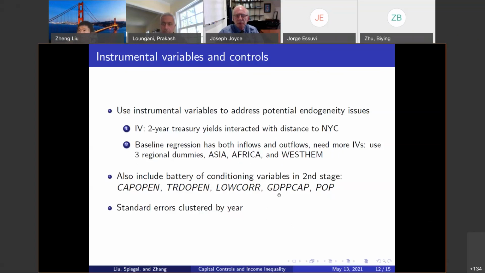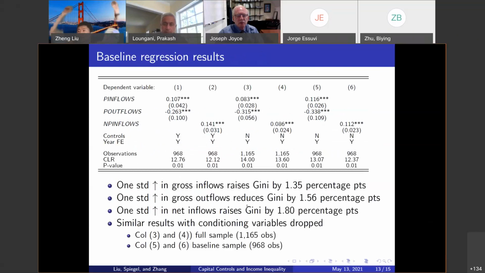And here's the baseline result. In the interest of time, I have to go through this quickly. The first column and the second column, just focus on these. These are the baseline. The first column shows the effect of private inflows and private outflows, respectively, on the change in Gini. An increase in inflow will raise Gini, and an increase in outflow will reduce Gini. This is exactly what the theory suggests: when there's an increase in capital inflow, inequality should rise. When there's an increase in outflow, inequality should fall.